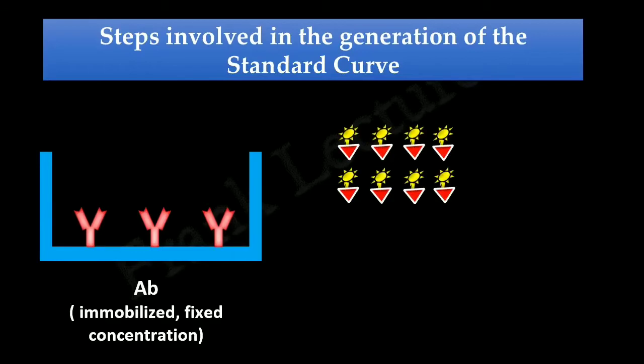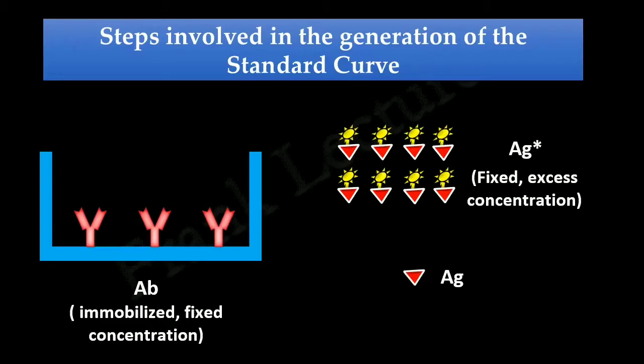Second component is the radio-labeled antigen. The asterisk symbol used in this designation tells that the antigen is labeled. The quantity of radio-labeled antigen is again fixed. This quantity is enough to saturate all the antigen binding sites in the well. Third component is the unlabeled antigen. We will use increasing, varying concentrations of unlabeled antigen.